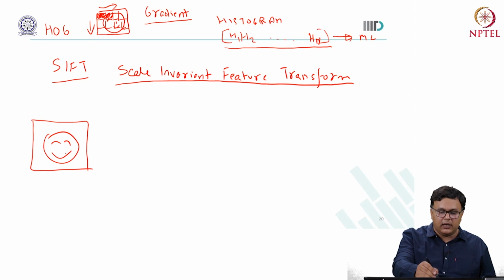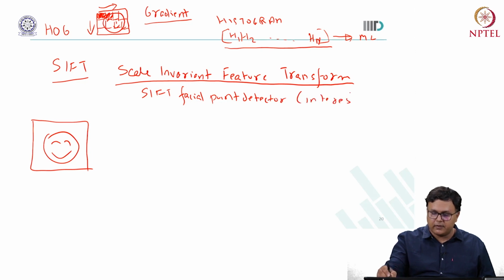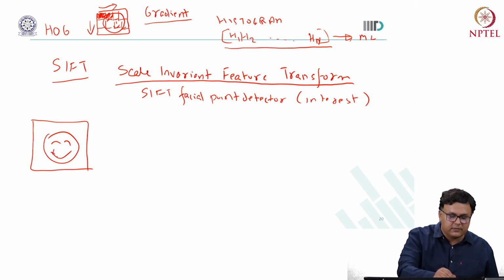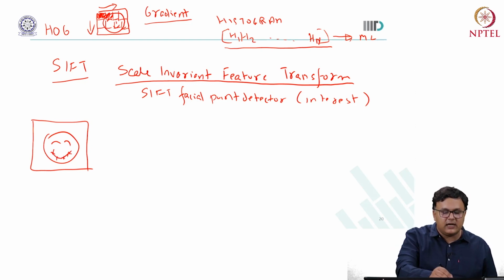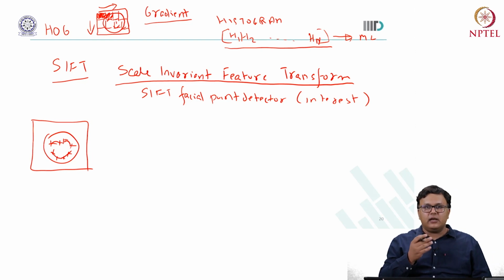Now you run the SIFT facial point detector, which is essentially the interest point detector proposed for SIFT. What that will give you is these points. Now these points are the important points where there is change happening in the texture in all the directions.